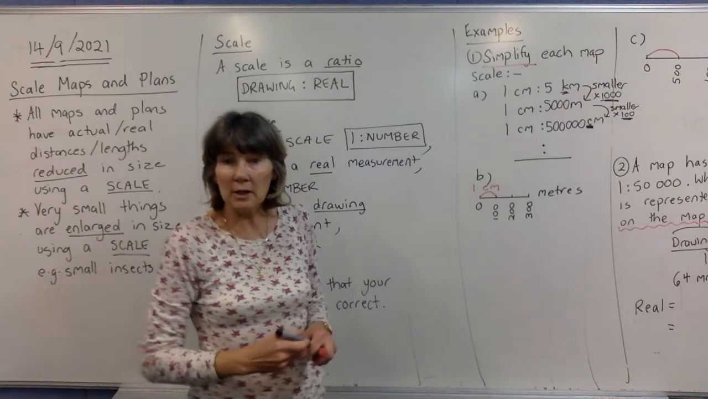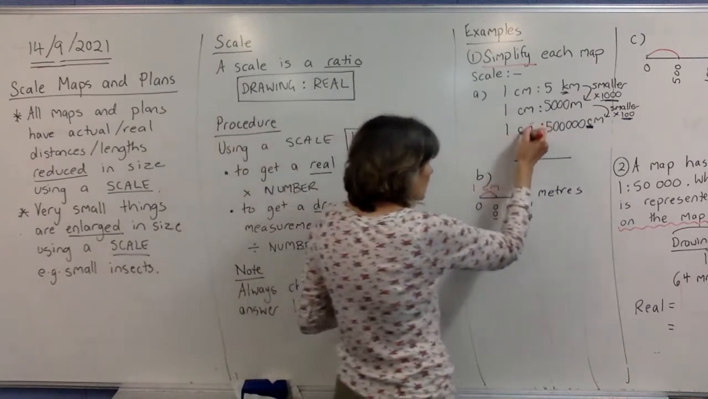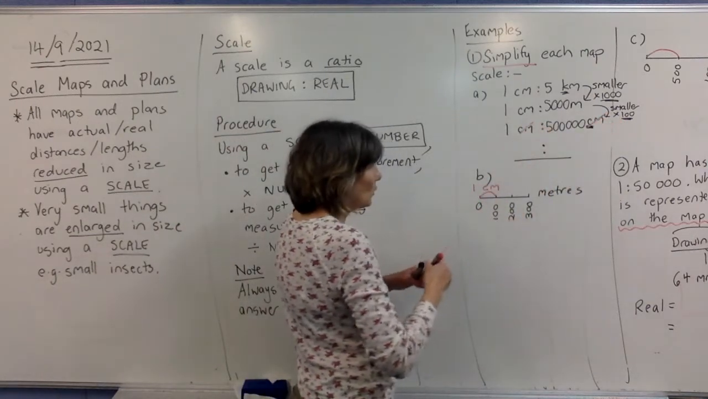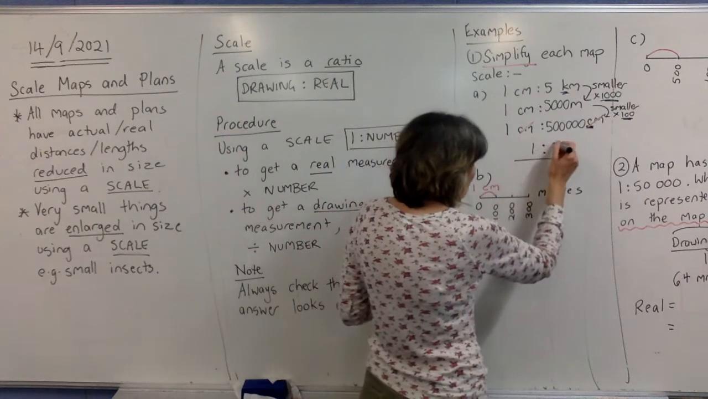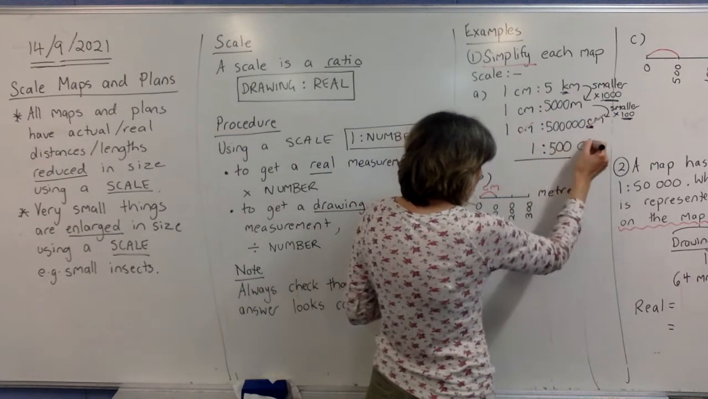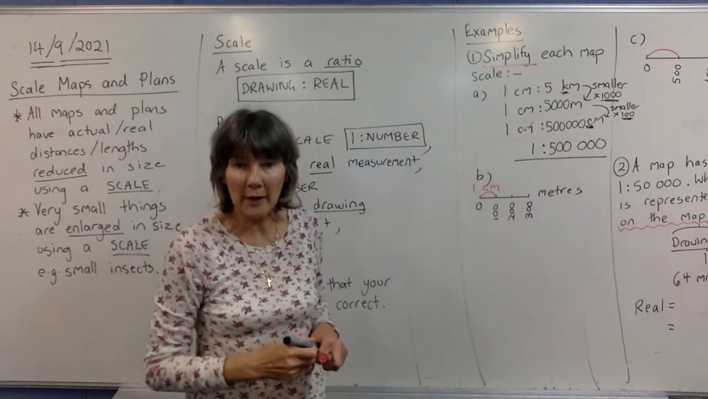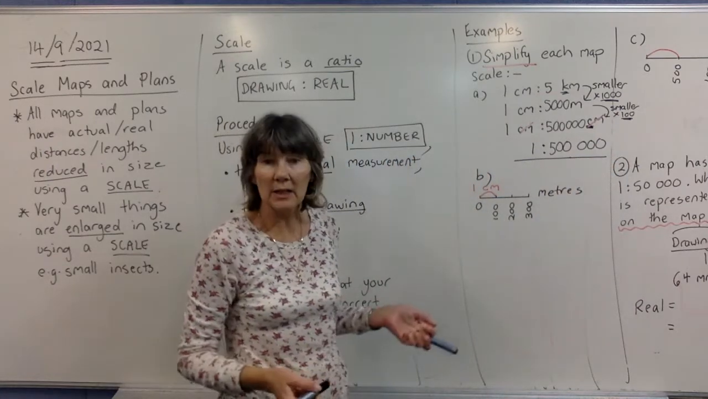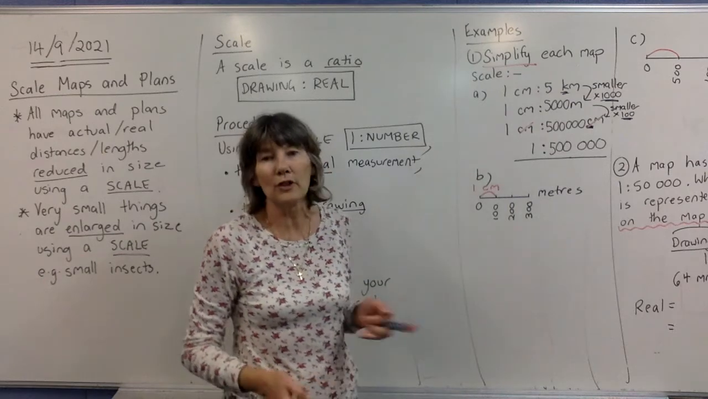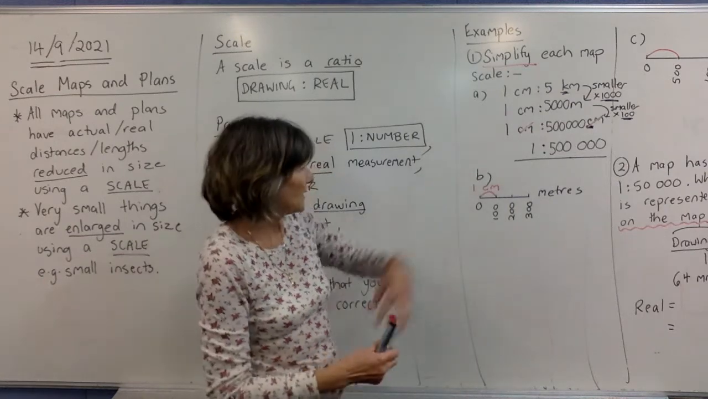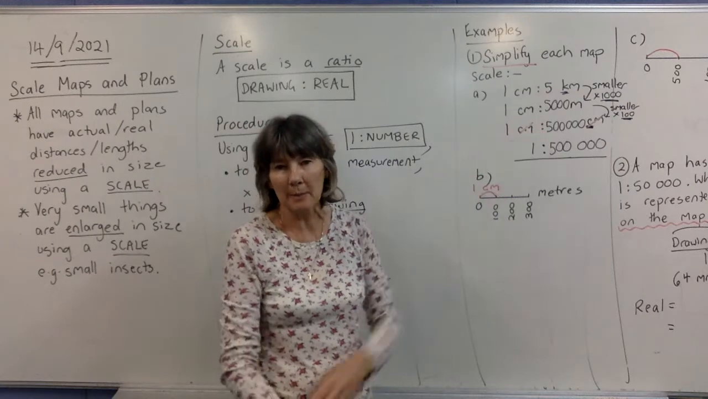Now the last thing you need to do is just cross off the units with your red pen. And what you're left with is this. And it says 1 to 500,000. That's our scale. So the scale itself, when you're finished, has no units on it, but you can see the step before they were in the same units.